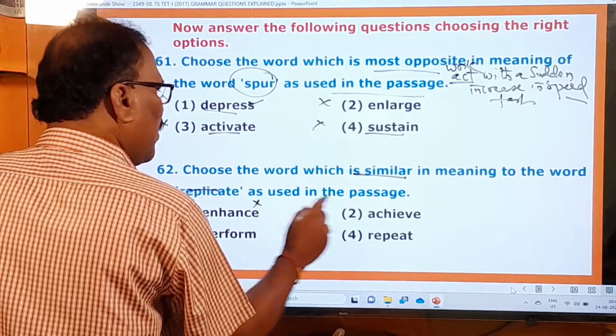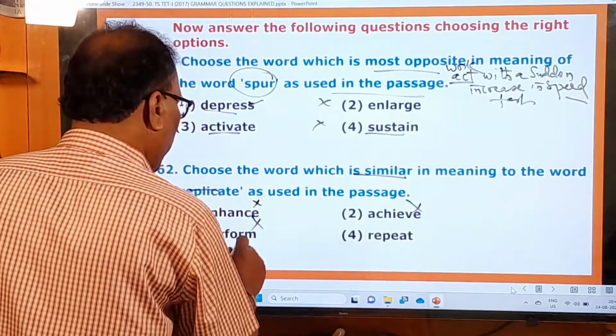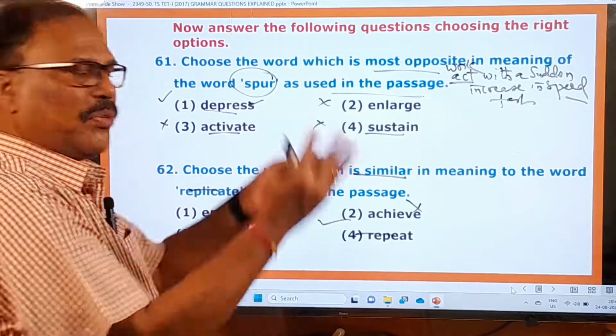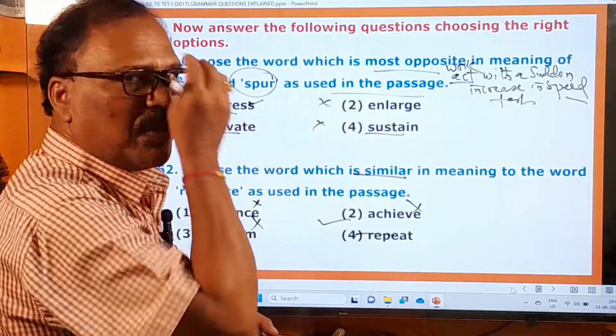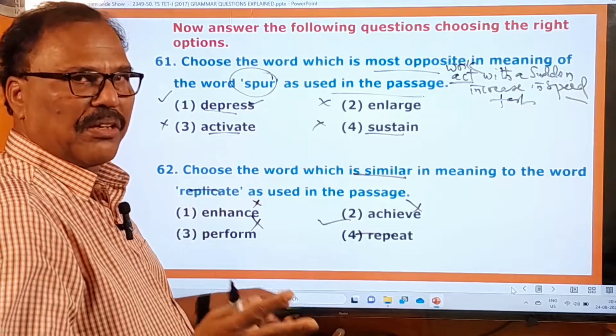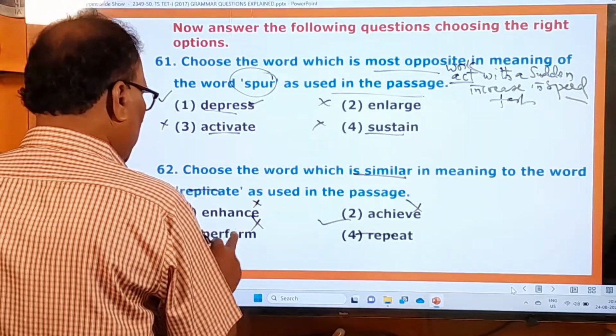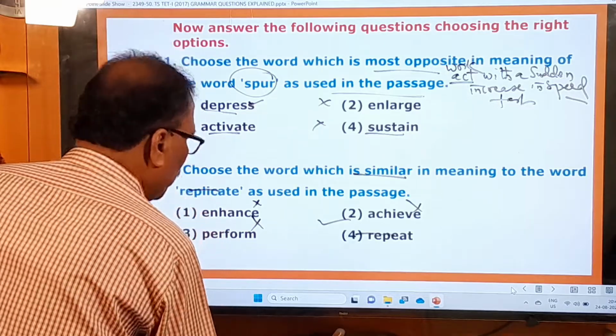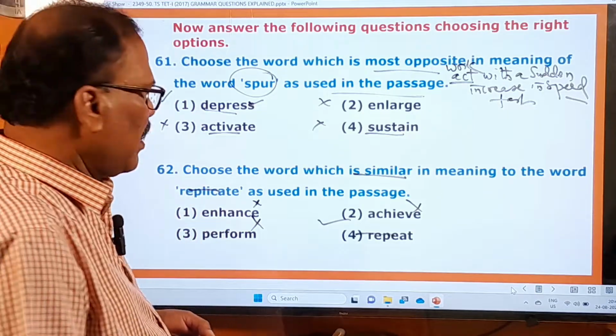Enhance, no. Achieve, no. Perform, no. Repeat, this is the right one, because enhance means to increase, achieve means you achieve success, and perform means you do something. So the first three are not the correct ones, and only the fourth one is the right one. Now let's go to the next questions.